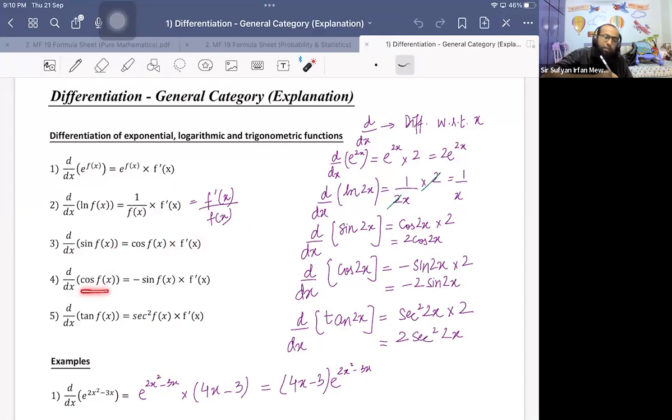Similarly, if you check out an example, sine 2x, the differentiation is cos 2x and then multiplied by 2 because the differentiation of the angle is 2. So it becomes 2 cos 2x.